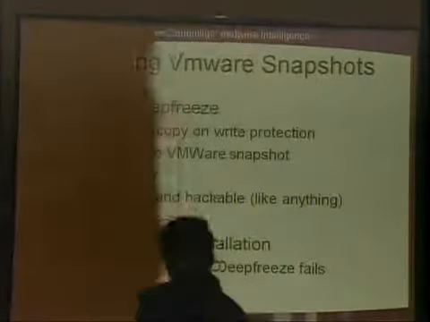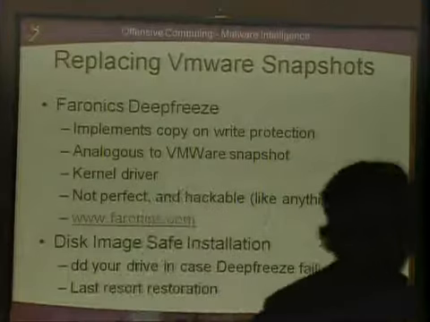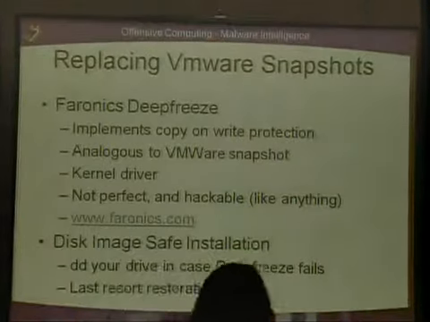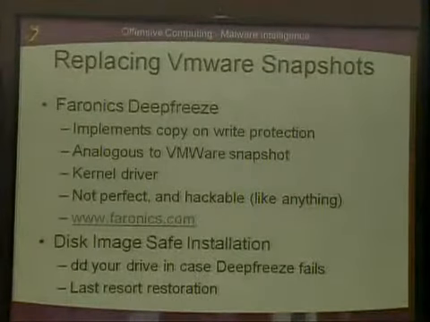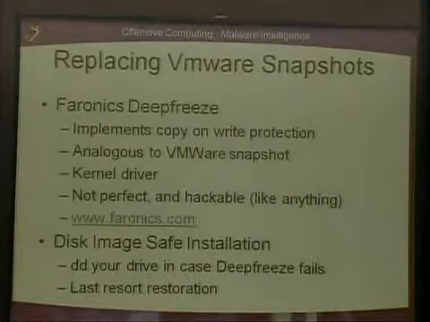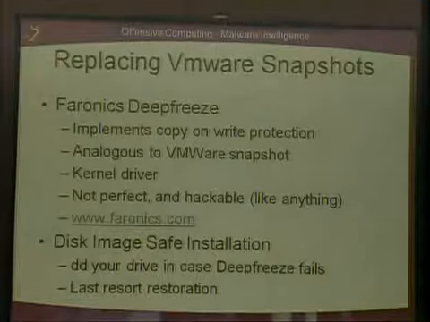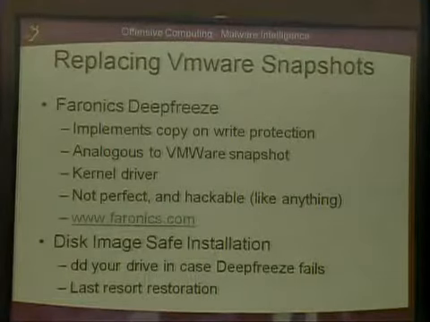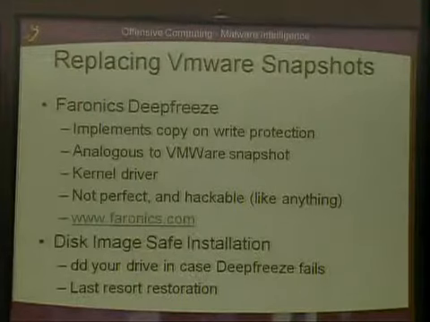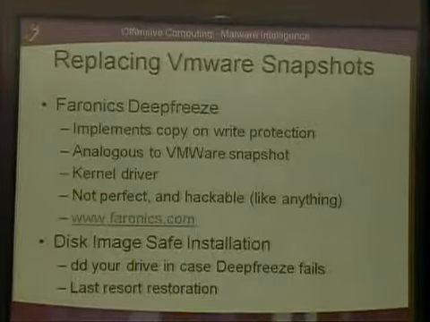As far as replicating VMware snapshots, which is one of the more useful tools, I wanted to put a plug out for Faronics Deep Freeze. I have no monetary interest in this company, but it's been a pretty good tool for me. Basically, it implements copy on write protection in the kernel. It's not perfect and it's hackable, but I haven't seen anything specifically targeted yet that wasn't specifically meant to say that this code was buggy. So malware samples themselves haven't actually got it. But another thing that you should do is actually disk image using DD or whatever methods you have available as a last resort.